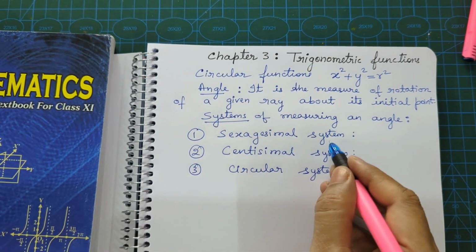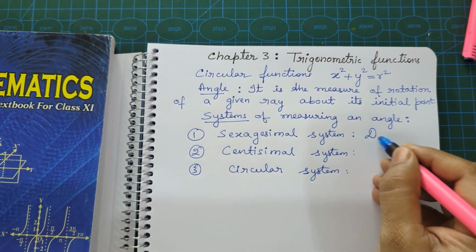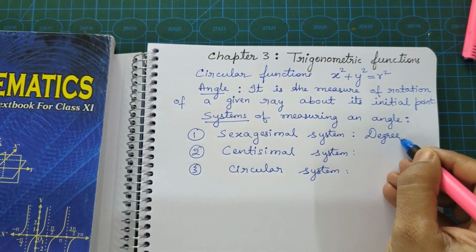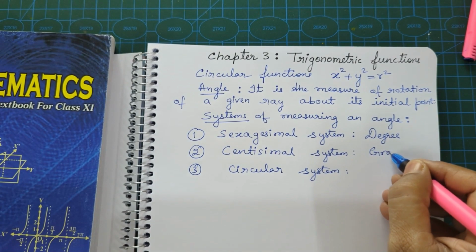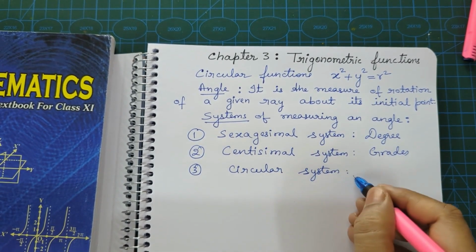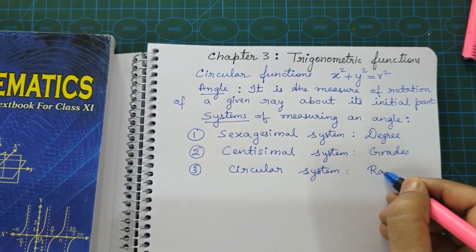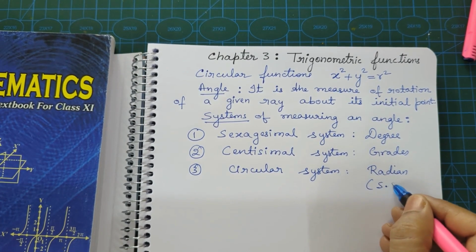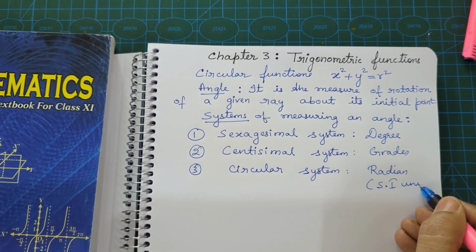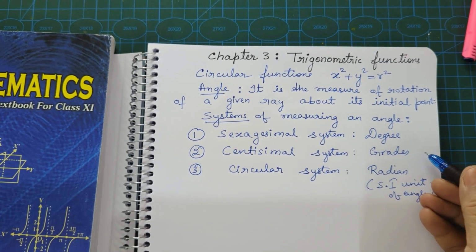In the sexagesimal system, angle is measured in terms of degrees. In the centesimal system, angle is measured in terms of grades. And in the circular system, angle is measured in terms of radians. Radians is the SI unit of measuring an angle. Now, what is the meaning of a degree?